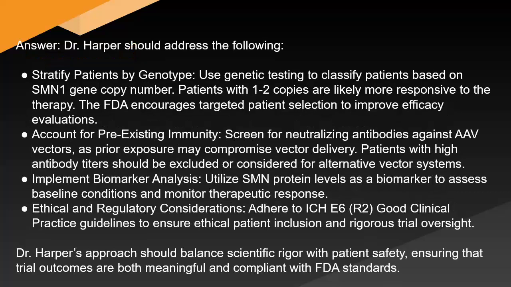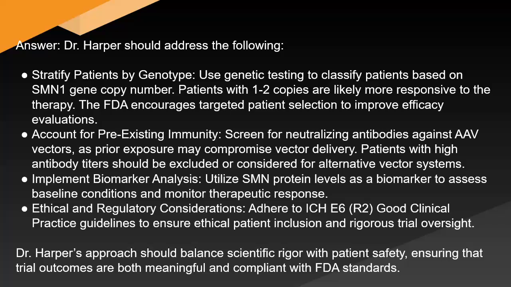Dr. Harper should address the following: Stratify patients by genotype. Use genetic testing to classify patients based on SMN2 gene copy number. Patients with 1 or 2 copies are likely more responsive to the therapy. The FDA encourages targeted patient selection to improve efficacy evaluations. Account for pre-existing immunity: screen for neutralizing antibodies against AAV vectors, as prior exposure may compromise vector delivery.